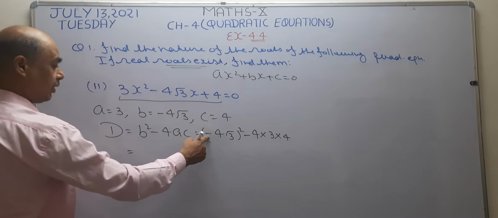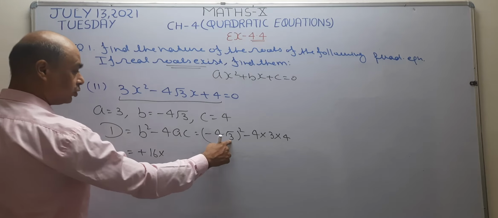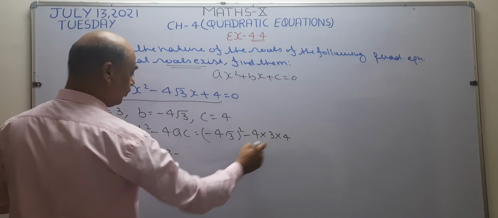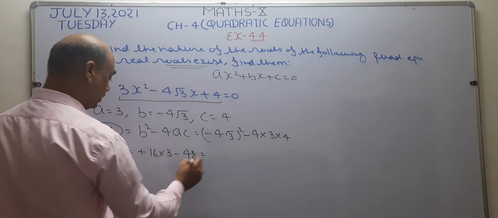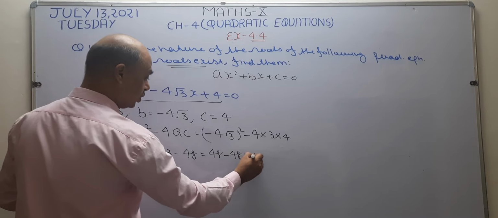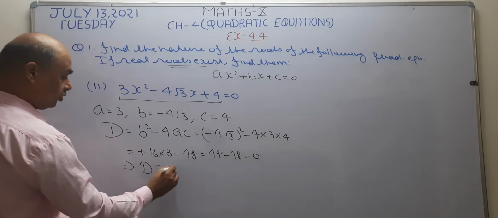Now, square of minus is plus. Square of 4 is 16. Square of root 3 is 3. Minus sign is there. 3 4s are 12. 12 4s are 48. 16 3s are 48. 48 minus 48 equal to 0. So this implies D is equal to 0.